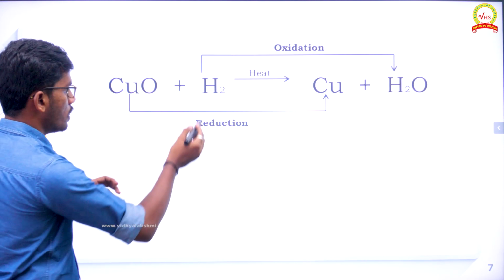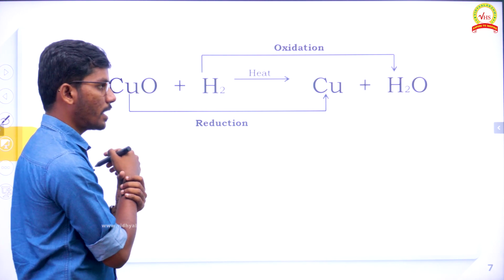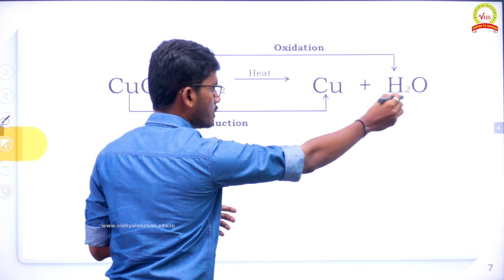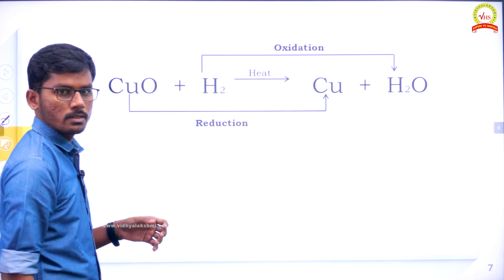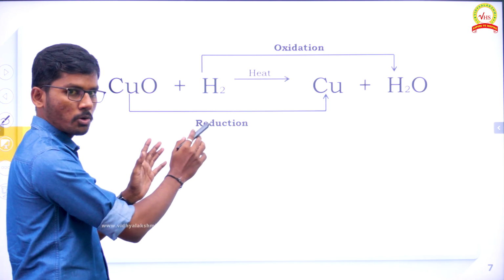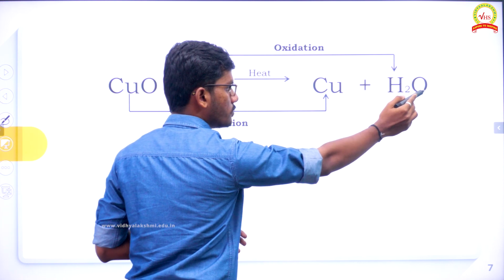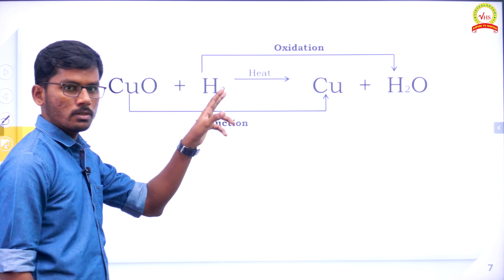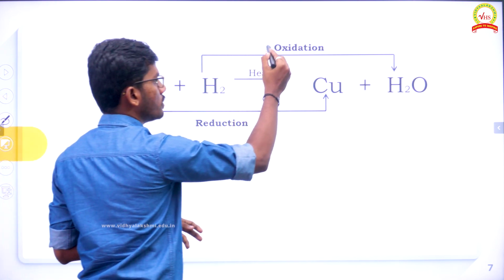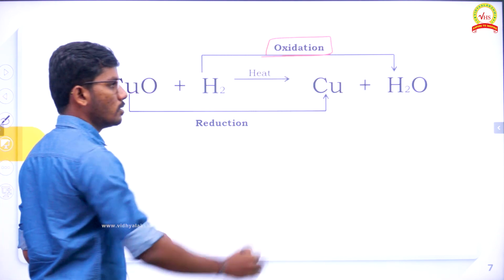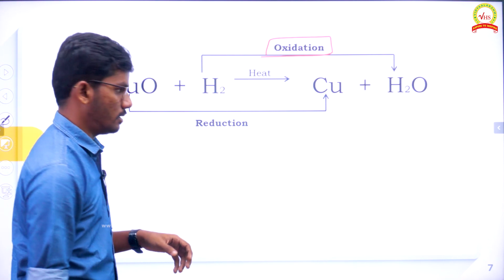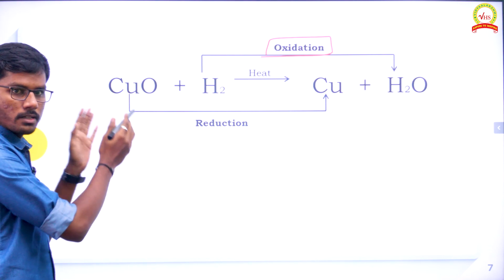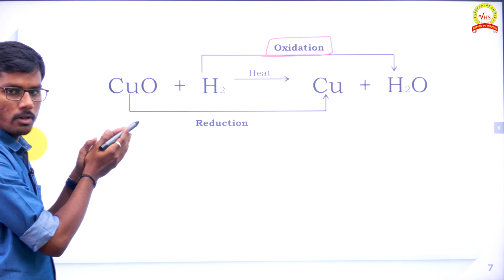You just see here, hydrogen in the reactant side. If we trace the hydrogen in the product side, see the difference between the substances here. Here it is hydrogen alone, whereas here hydrogen is attached with oxygen. So what has happened? Oxygen has been added to hydrogen. So this reaction we call it as oxidation reaction.